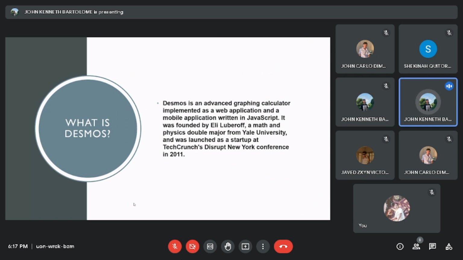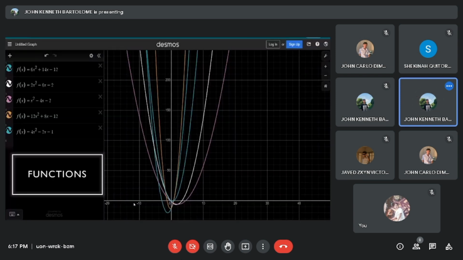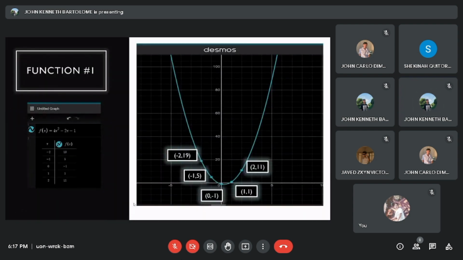So our next part is about our functions. These are the five functions that our group made and inputted in Desmos. This is the number one function, which is x squared minus 1. On the right side, you can see the table of x and y. For you to get the value of x and y, you need to first find the vertex and AOS.